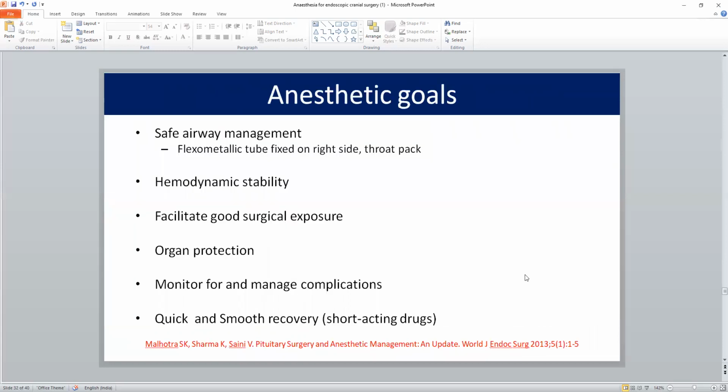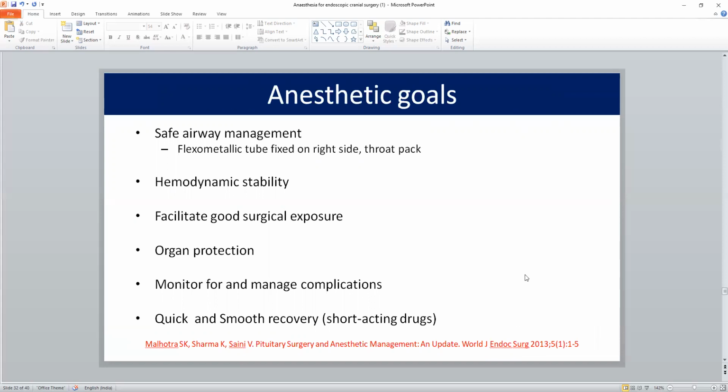So what are the goals of anesthesia in patients undergoing transnasal transsphenoidal endoscopic pituitary surgery? One is safe airway management. You need to use a flexometallic tube fixed on the left side, because the surgeon mostly goes to the right, and a throat pack has to be inserted to prevent secretions and blood from trickling down the oropharyngeal structures into the trachea.